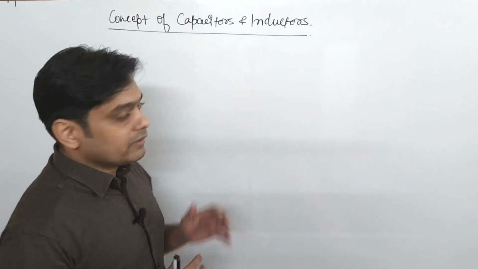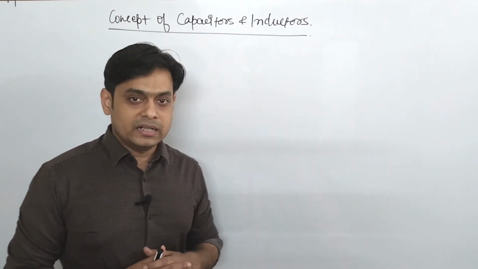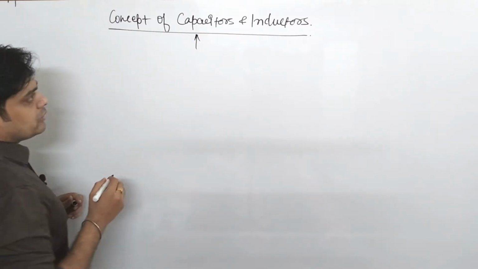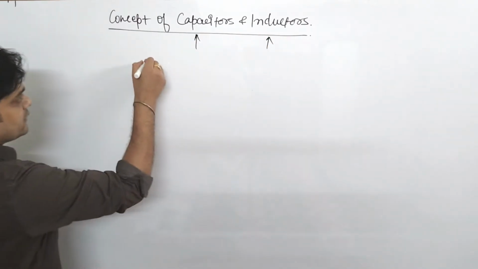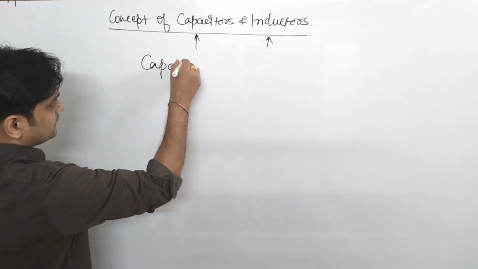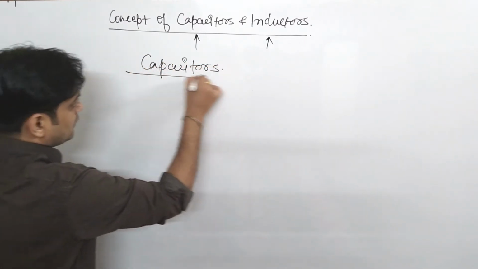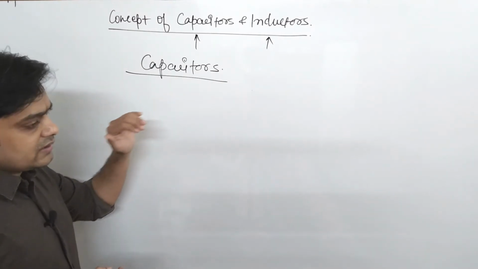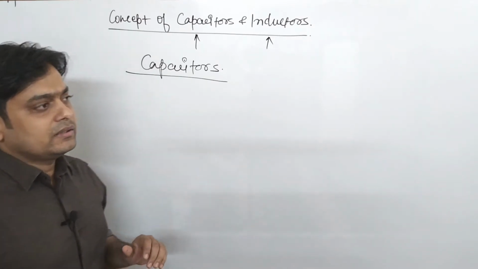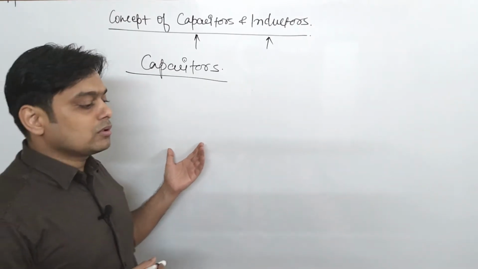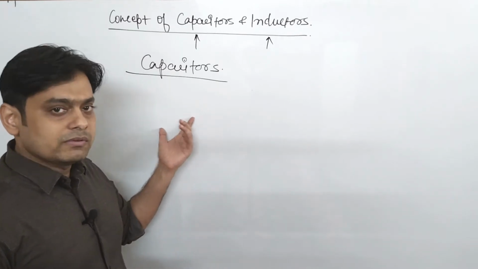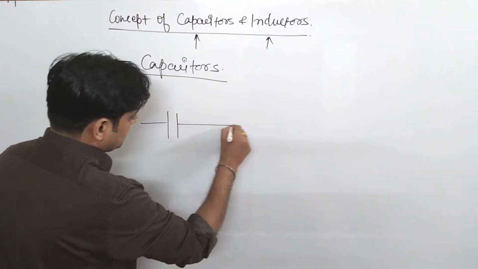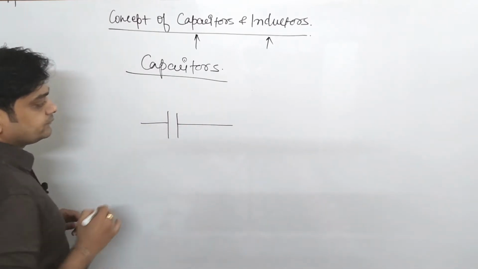So we start with our next topic, that is known as concepts of capacitor and inductor. First we talk about capacitor and then we will talk about inductor. So first I will take it as capacitors. Now friends, as I said earlier, there are a lot of applications of capacitors. So what is a capacitor, how it acts, and how the problems come in your examination from capacitors, we will see. First of all, it is represented in this form.